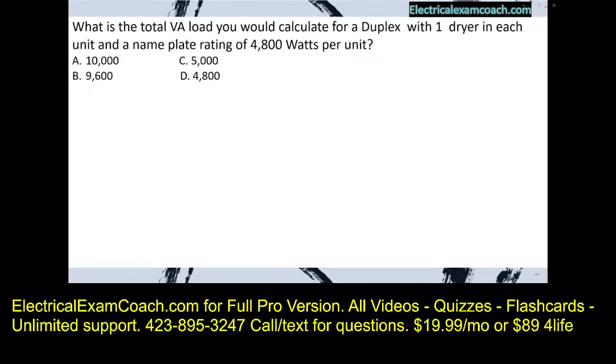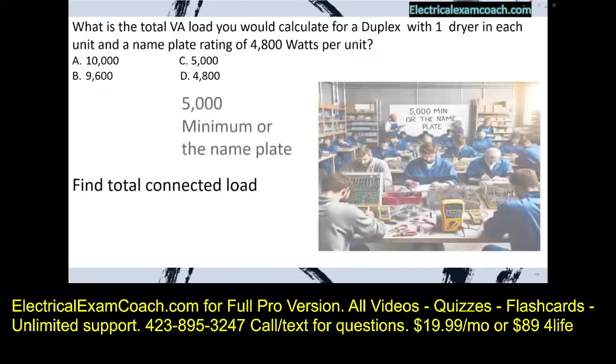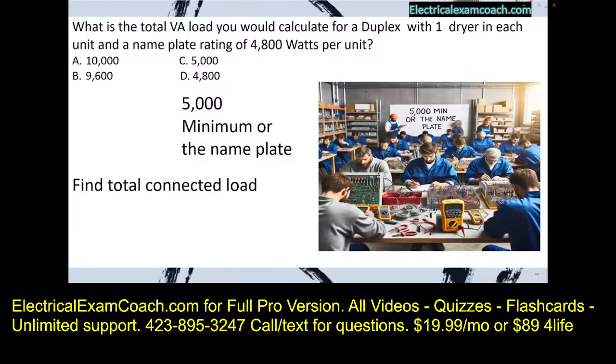What is the total VA load you would calculate for one duplex with 1 dryer in each unit and a nameplate rating of 4,800 watts per unit? First thing we're going to do is find the total connected load. We know that it's a 5,000 minimum or the nameplate, whichever is larger. So the 4,800 is out and the 5,000 is in. Then we have to multiply it by our 2 units, and that gives us 10,000.